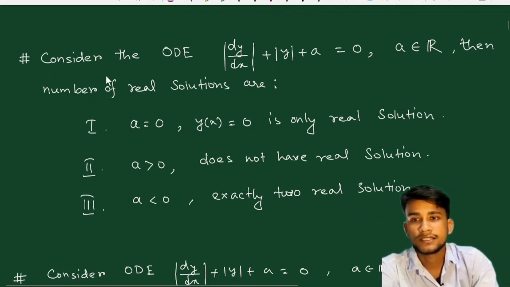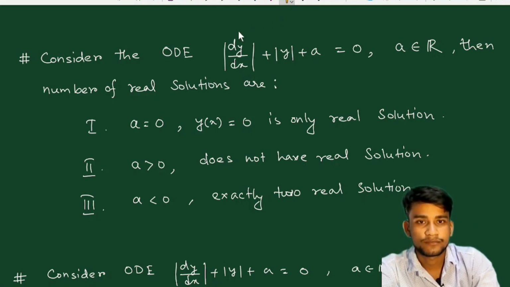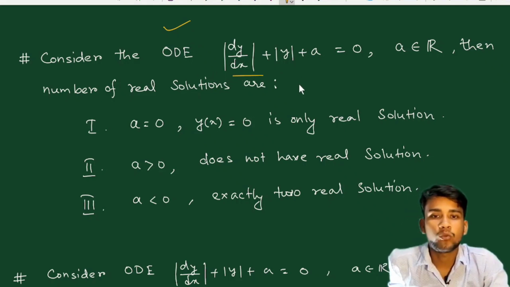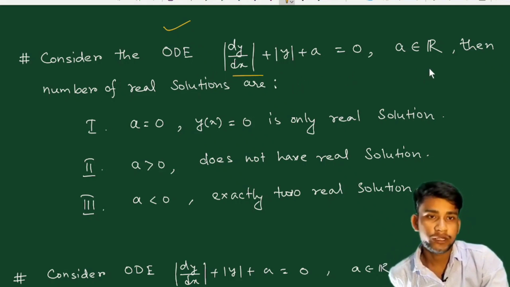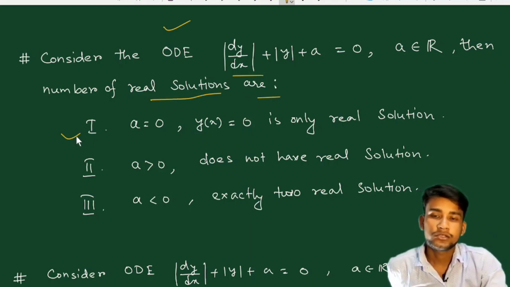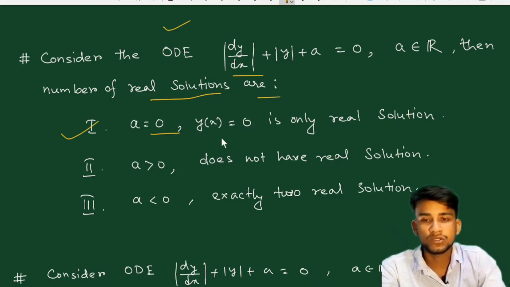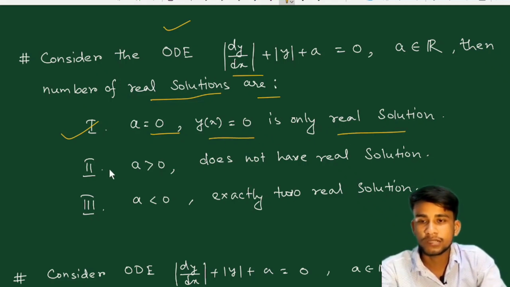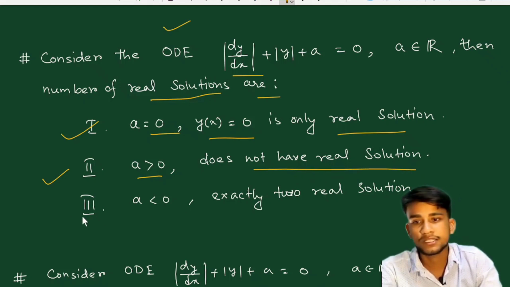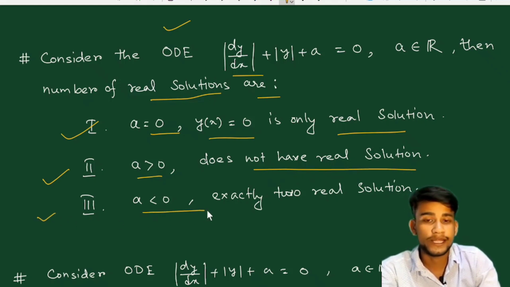The first result: consider the ODE |dy/dx| + |y| + a = 0, where a belongs to R. Then the number of real solutions is as follows. Number 1: if a = 0, then y(x) = 0 is the only real solution. Number 2: if a > 0, there does not exist any real solution. Number 3: if a < 0, there exist exactly 2 real solutions.